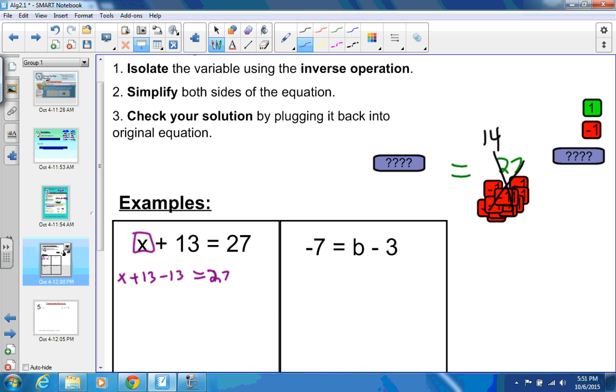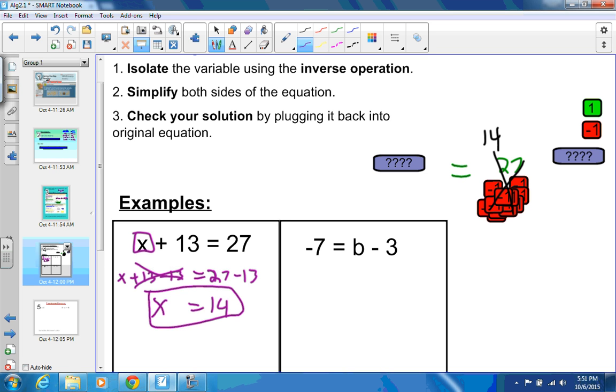Do the 27 minus 13. This positive 13, this negative 13, again, cancel out. That's just 0. So you just have x left over here. And then 27 minus 13 is 14. So either way, this way with the blocks, the first way going underneath it or going next to it, you all get x equals 14.